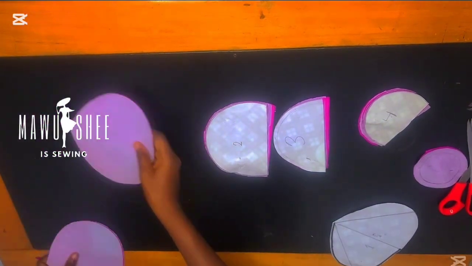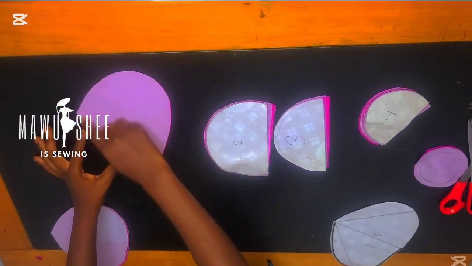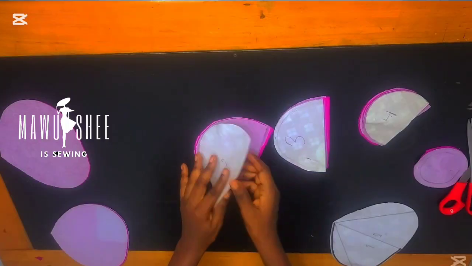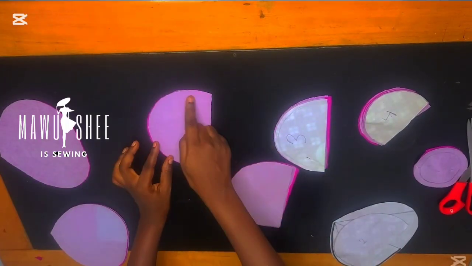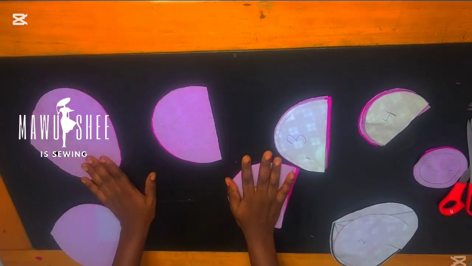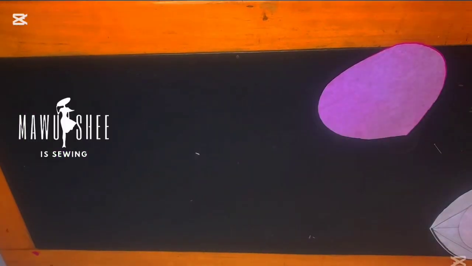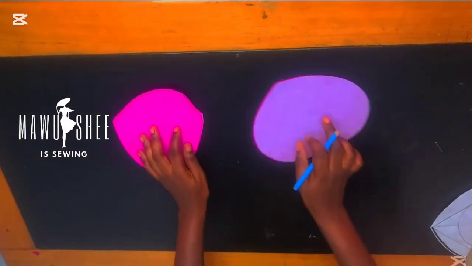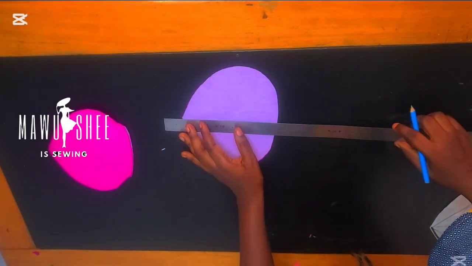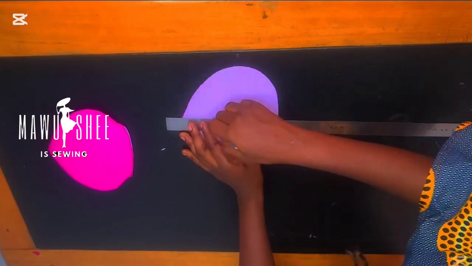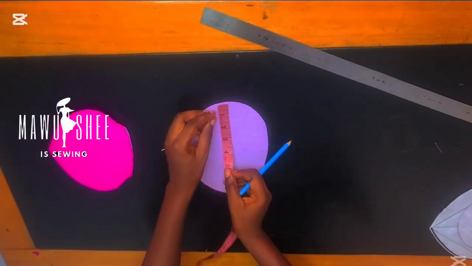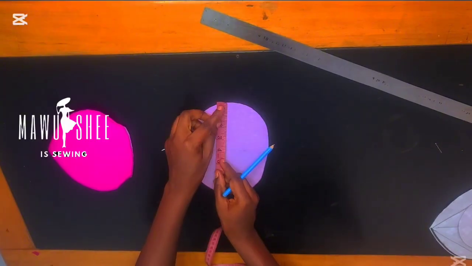Our petal pieces, we're going to sew without sewing the straight base of it. You're not going to sew the straight part. For the circular petals, you're going to sew them without sewing the straight part. So this is how I sew. You're going to sew your first petal.